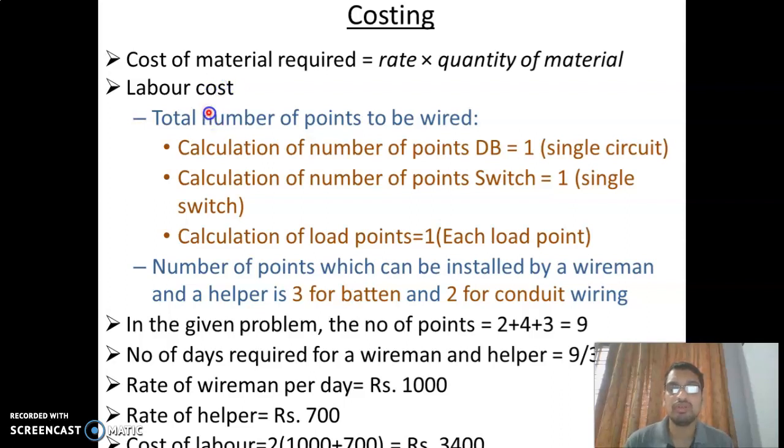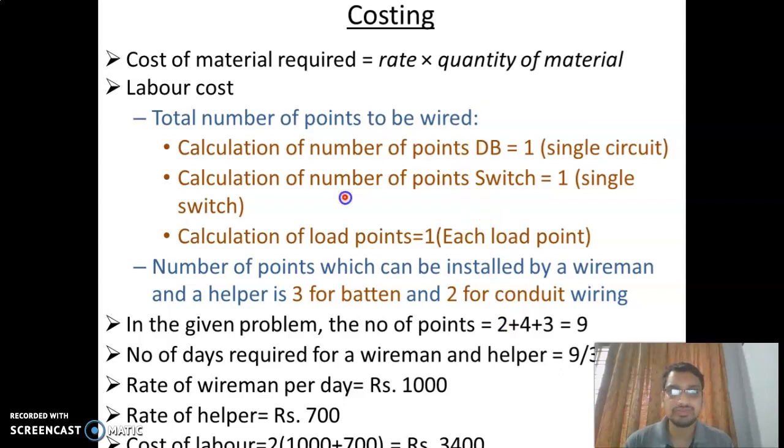So how do we calculate the labor cost for electrical system design? It is based on the electrical points to be wired, the total number of points to be wired. For the calculation of the number of points in the dB, the distribution board, we consider 1 electrical point for a single circuit in a dB. In our dB we have two circuits, one sub circuit and one power circuit. So in our problem we consider the dB points as 2.